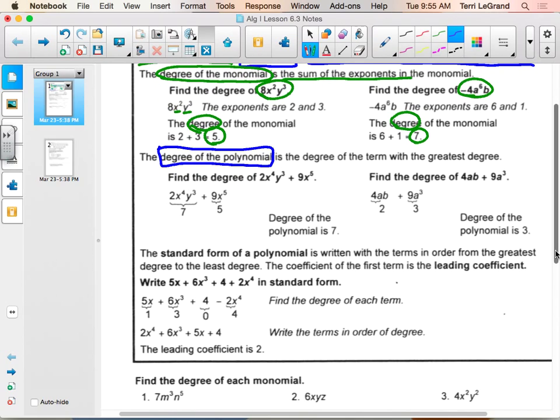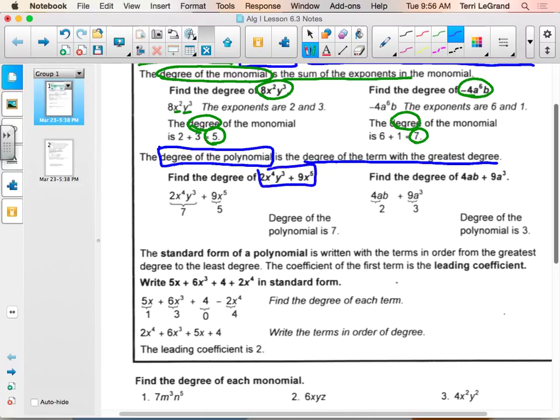We're going to find the degree of the term. Whichever monomial in that polynomial has the greatest degree becomes the degree of the whole polynomial. It takes over and says, I am the degree of the polynomial. I am the monomial term with the largest degree. So here's our first one.